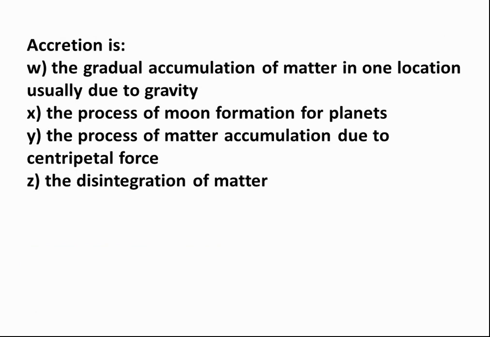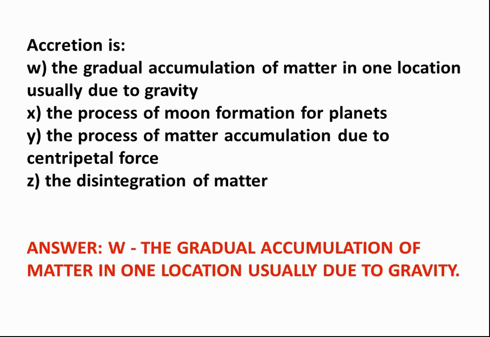Accretion is W. The gradual accumulation of matter in one location, usually due to gravity. X. The process of moon formation for planets. Y. The process of matter accumulation due to centripetal force. Z. The disintegration of matter. Answer: W. The gradual accumulation of matter in one location, usually due to gravity.